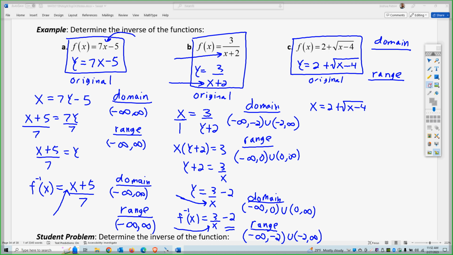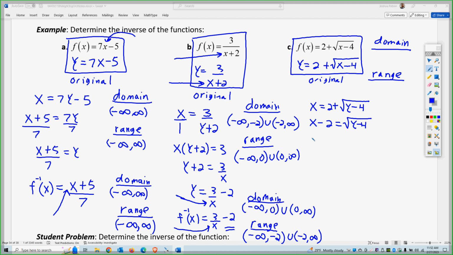Okay, so we'll switch. So x equals 2 plus root y minus 4. Oh, y, sorry, I forgot about the whole switching variable part. Okay, so I'm going to subtract 2 to the other side. So I have x minus 2 equals root y minus 4.